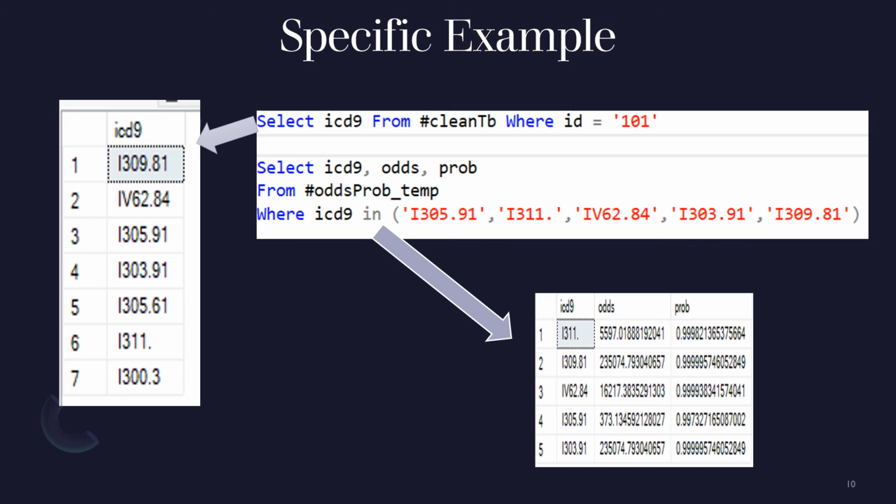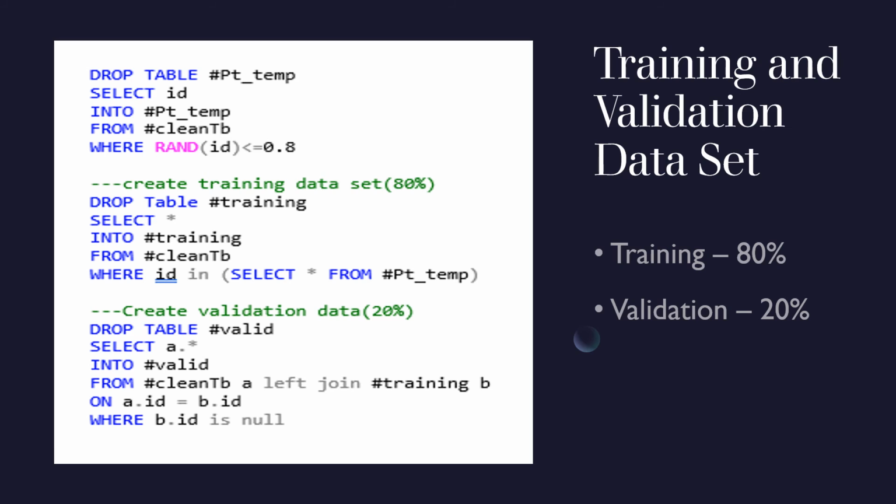In this specific example, the ICD-9 code for patient ID 101 was filtered from the clean data set. The odds and the probability for that same diagnosis were also found in the data set. The probability that this patient would develop a disease other than diabetes was high, which means the patient has a lower risk of being diagnosed with diabetes.